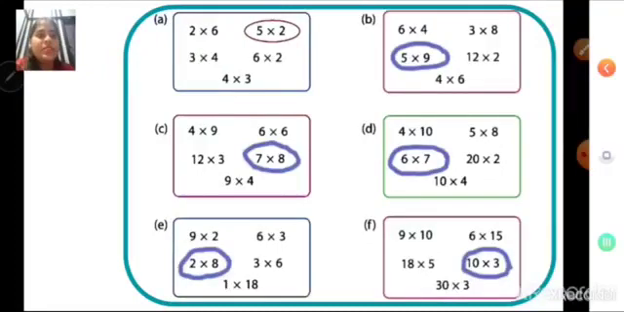Here children, the C1 odd one out is 7 into 8. D1 is 6 into 7. E1 is 2 into 8. And F1 is 10 into 3. Children, I hope all of you have got the correct answer. Very good.